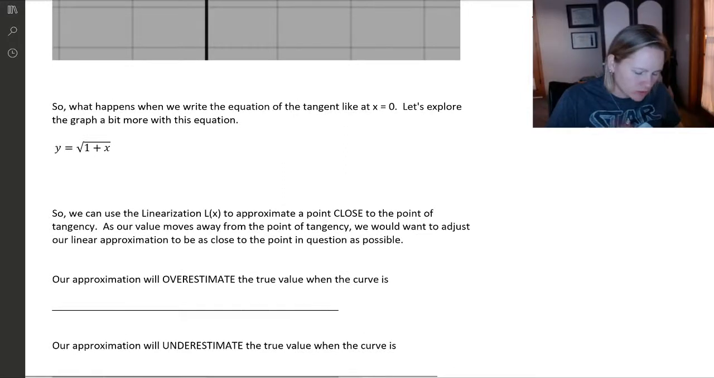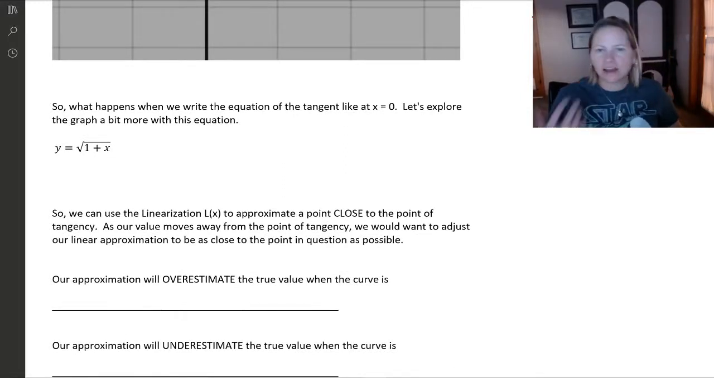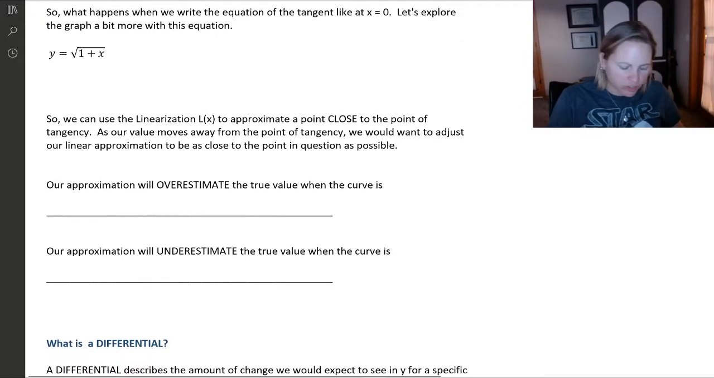Here's what we just did. We wrote the equation of the tangent line at x equals 0. We chose 0 because it was super close to the point we wanted to know about. This L of x function can be used to approximate a point that's super close to my point of tangency. So the further I get, the more off my function is going to be.